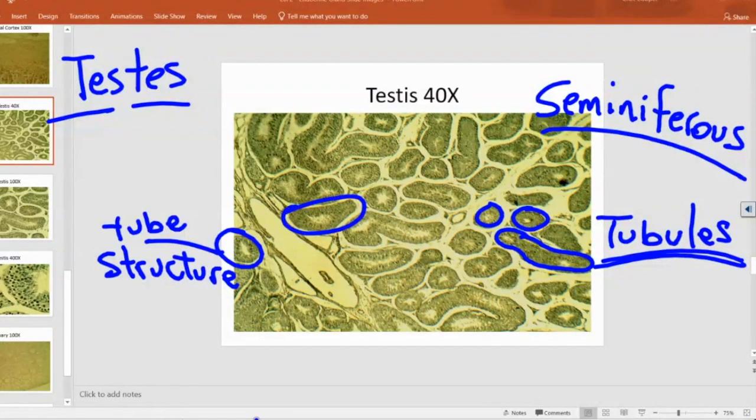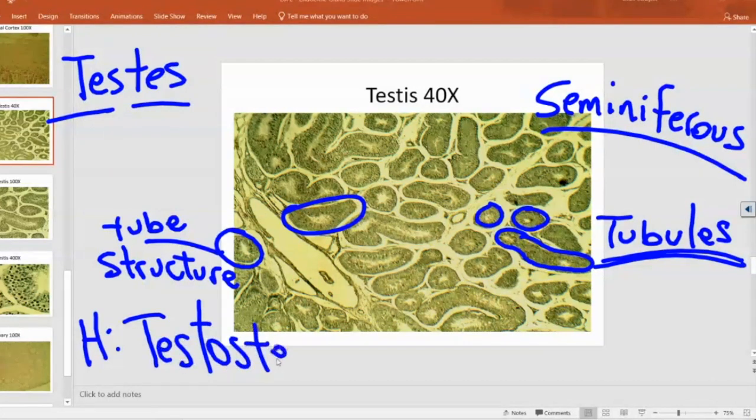On this power, that's about all you can see. You can't see much, but you can see those, so I may ask those, okay? But what hormone would be produced here? Yeah, testosterone. So there is our first picture of the testes. Go ahead and snag that right there.